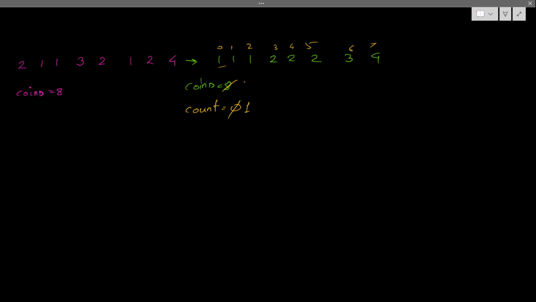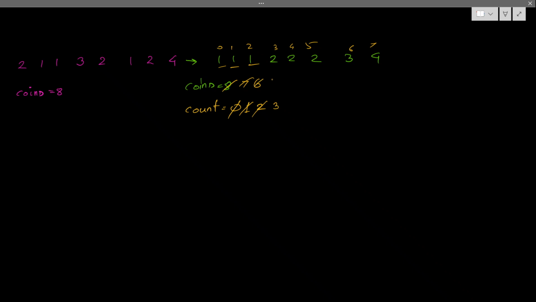So after buying, I have to update the coins. Coins become 7. Come to the next index. Can I buy this one? This ice cream price is 1. Yes, I can buy. Count becomes 2. This becomes 6. Can I buy this one? Yes, I can buy. So count becomes 3.